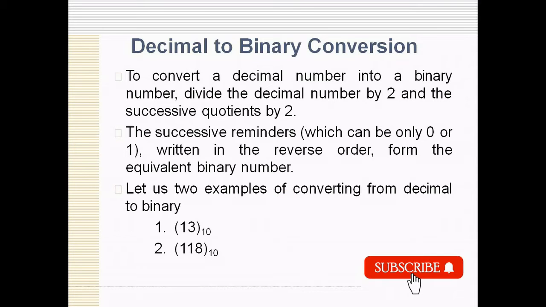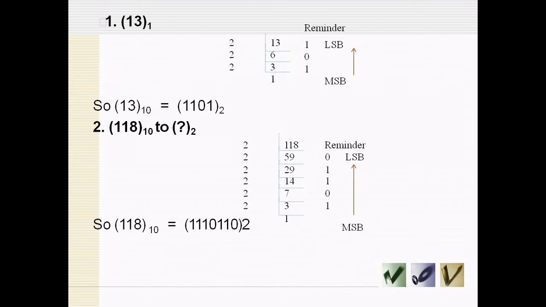Now we will convert decimal to binary. To convert a decimal number into a binary number, divide the decimal number by 2 and the successive quotients by 2. The successive remainders, which can only be 0 or 1, written in the reverse order, form the equivalent binary number. Suppose we are taking 13 as a decimal number. Now we convert this decimal number into a binary number.